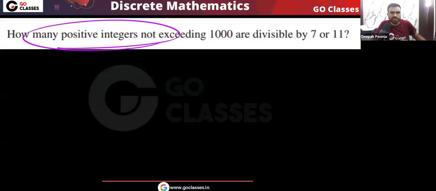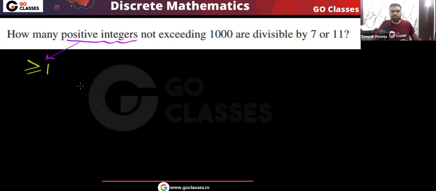How many positive integers? Positive integers means greater than or equal to 1. 0 is neither positive nor negative. 0 is not a positive integer, remember. So positive integer simply means greater than or equal to 1.